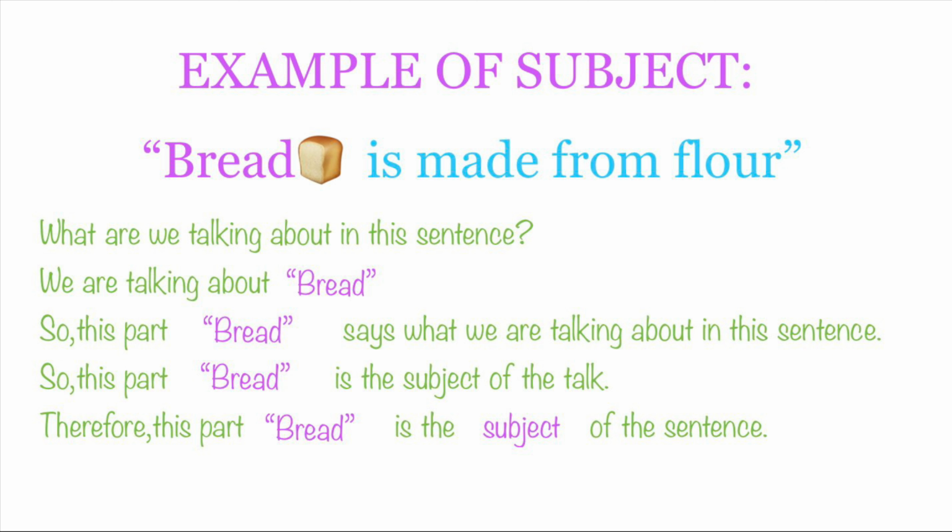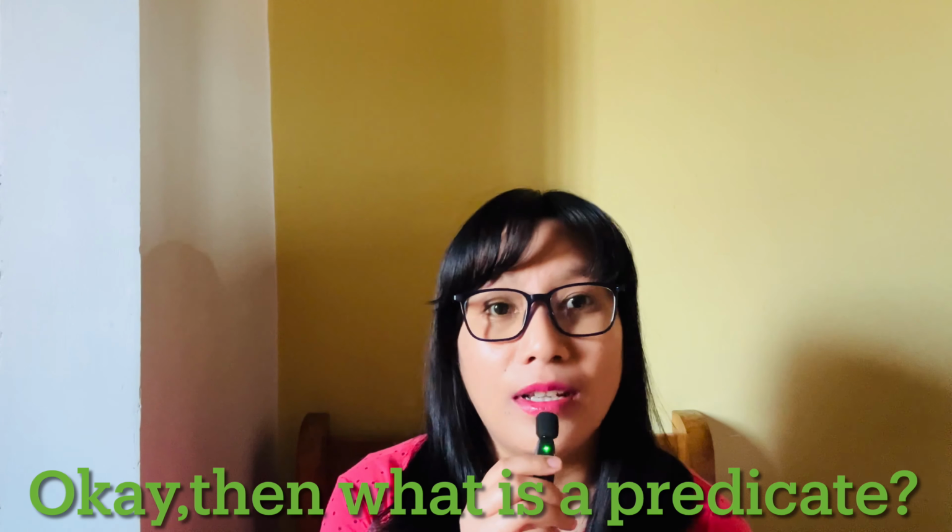The next example is, bread is made from flour. What are we talking about in this sentence? We're talking about bread. So this part, bread, says what we are talking about in this sentence. So this part, bread, is the subject of the talk. Therefore, this part, bread, is the subject of the sentence. Clear? Okay, then what is a predicate?